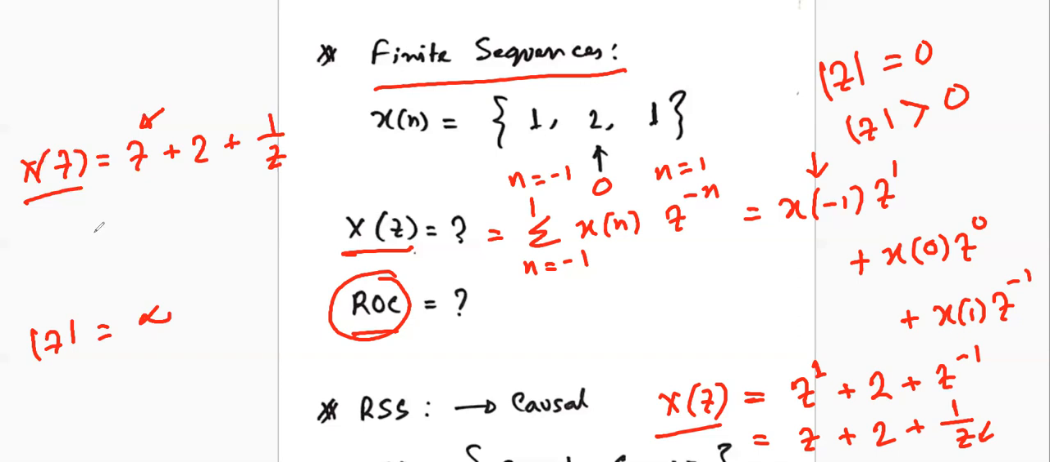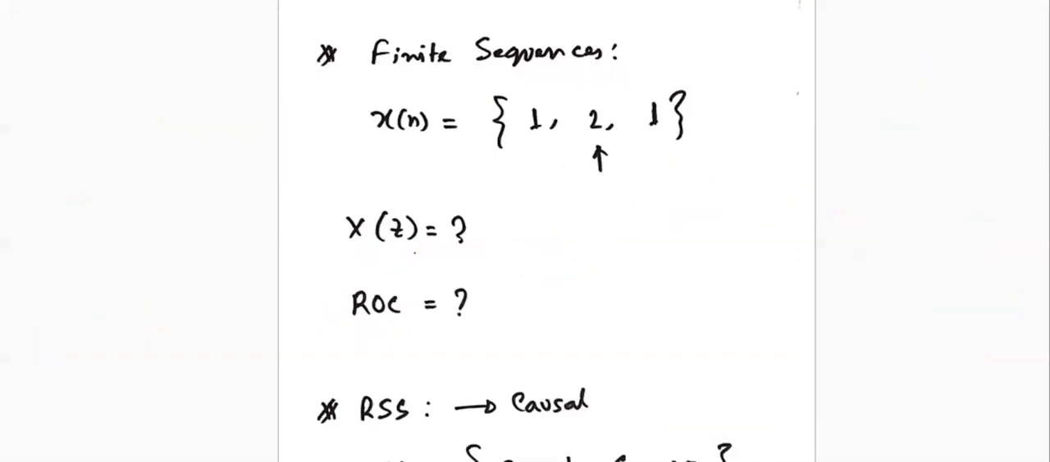That of course gives an infinite value. So what is the ROC? We can say that the ROC is starting from more than 0 and up to infinity. More than 0 and up to infinity. How to express it in the 2D diagram in the z plane?